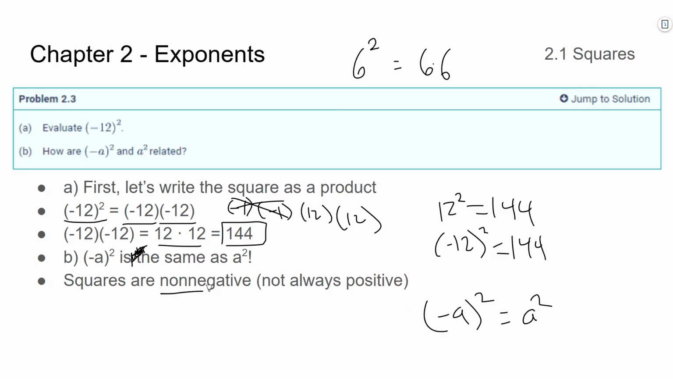Now, I said non-negative. I didn't say it will always be positive. Actually, I might have just said it would be positive, but it will not always be positive. The only exception to that is 0. 0 squared will equal 0, because 0 times 0 is 0, and 0 is not positive, but it will never be negative.